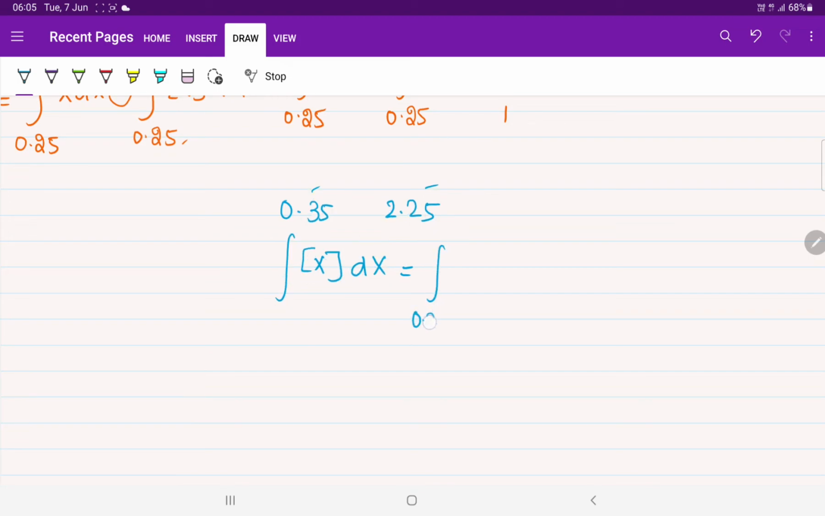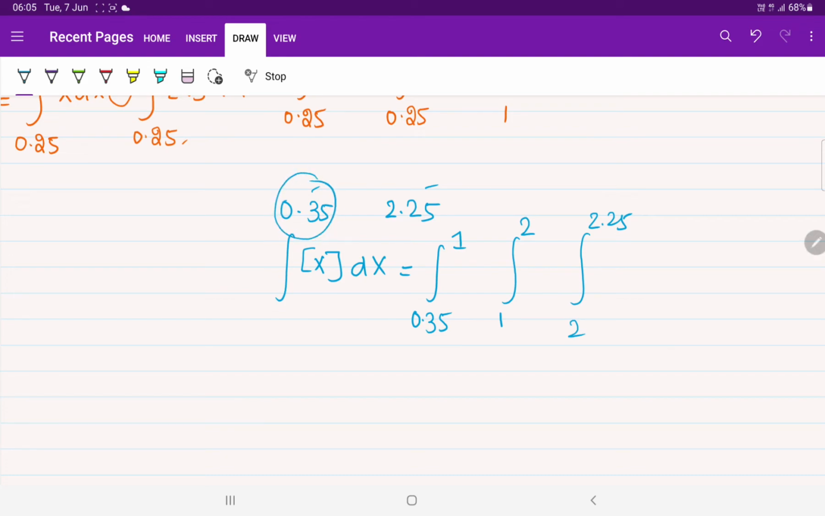First start from 0.35 to 1, we will be having a certain limit. Then again we travel from 1 to 2, we will have a certain limit. Again we travel from 2 to 2.25. See how I am breaking the limits for the closed interval. It is very important to break it, because we have to identify the points.